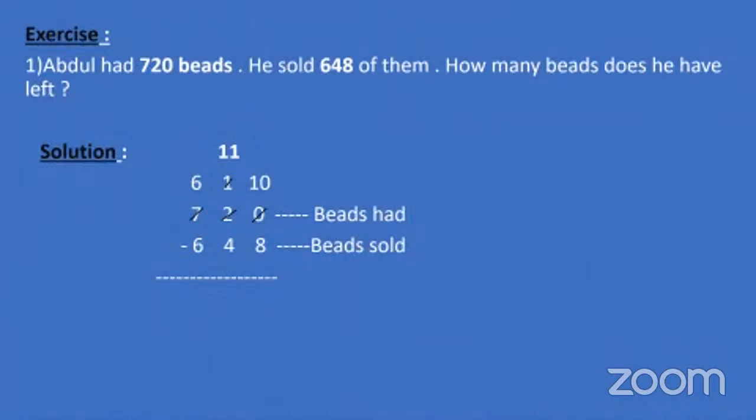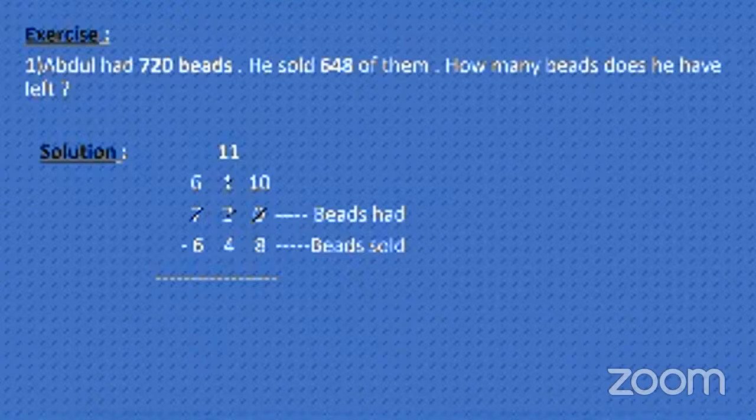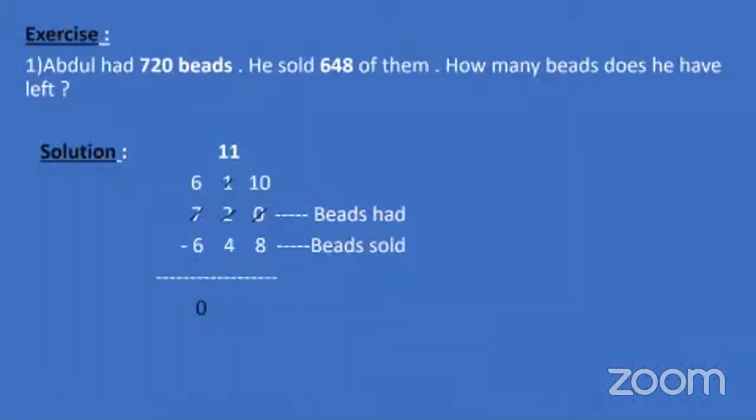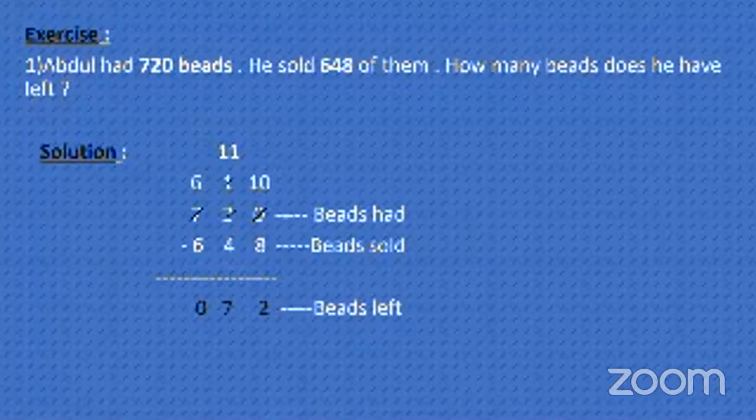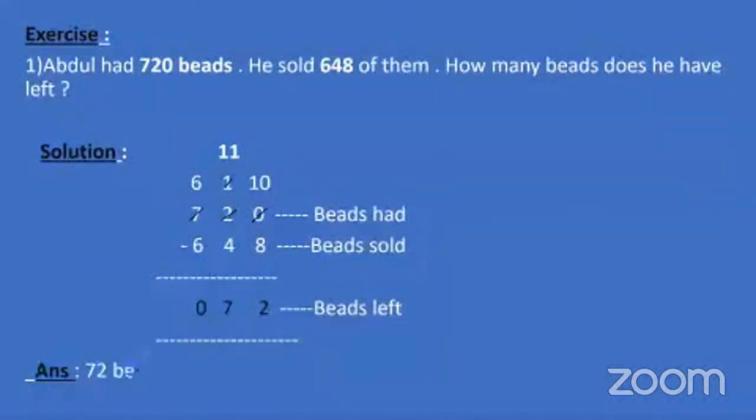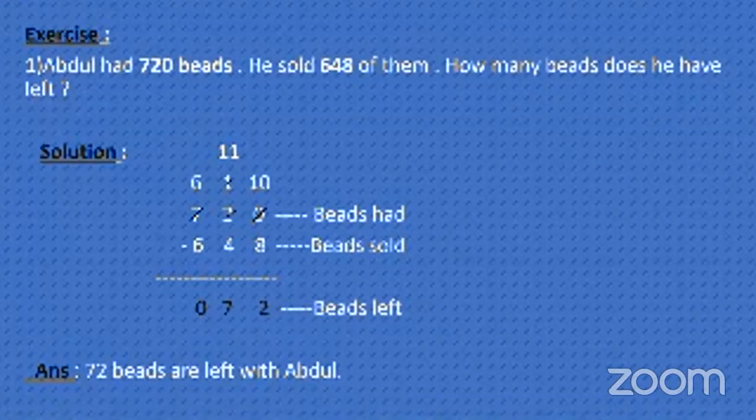72 bits are left with Abdul. Abdul had 720 bits. He sold 640 of them. And how many bits does he have left? He has 72 bits left with him. Okay. Now one more example is there.